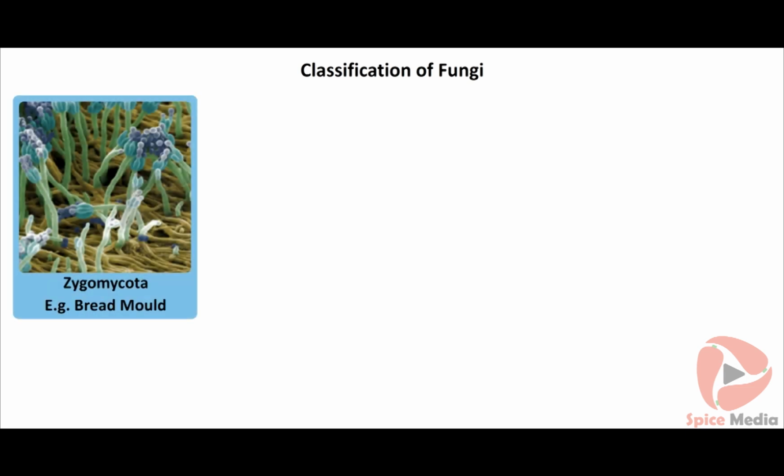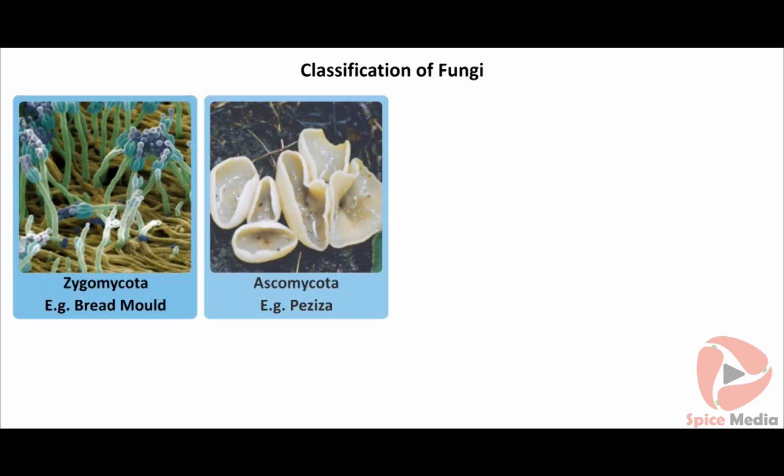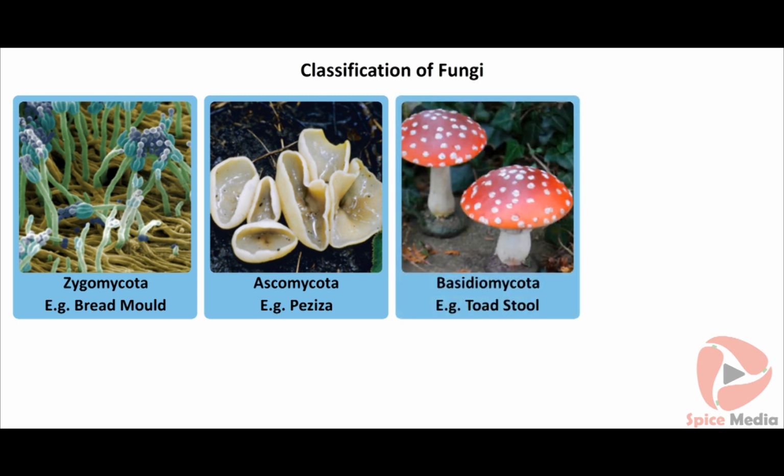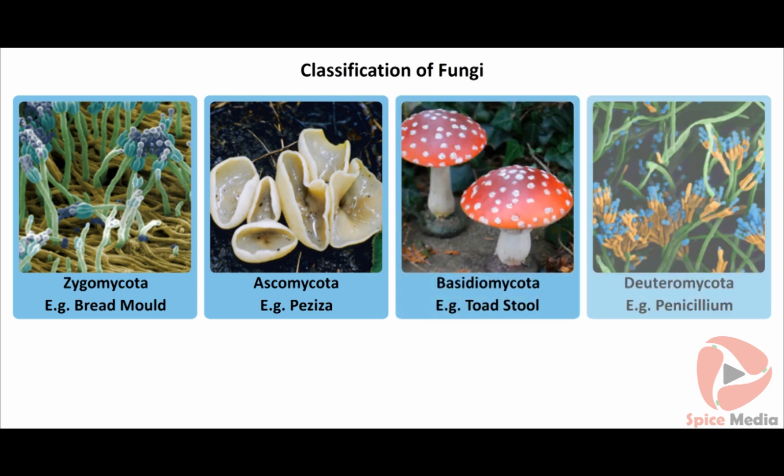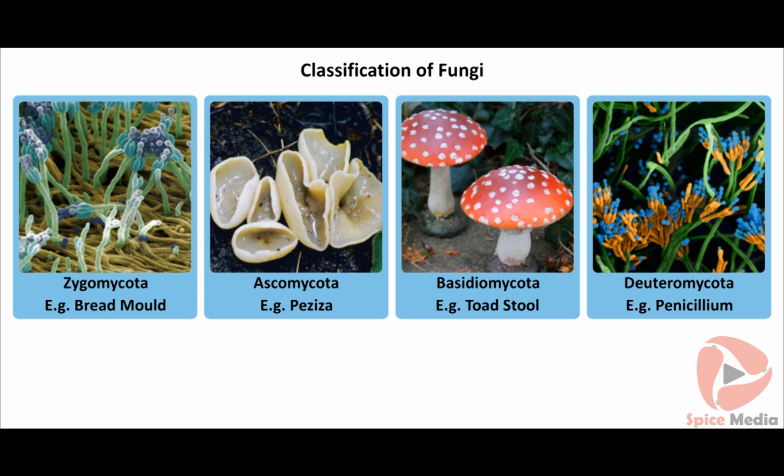Kingdom fungi has 4 important divisions, namely Zygomycota, example bread mold; Ascomycota, example Peziza; Basidiomycota, example toadstool; and Deuteromycota, example Penicillium.